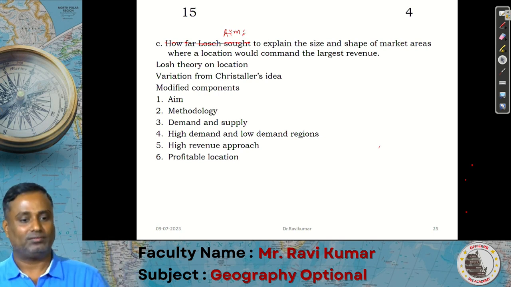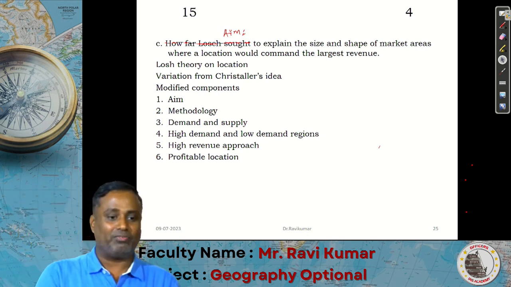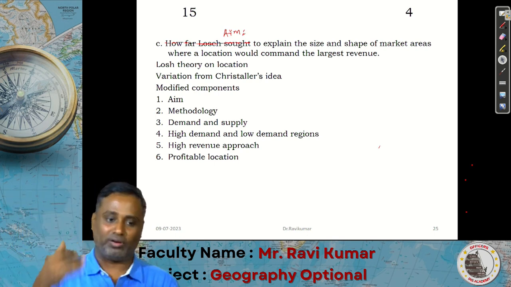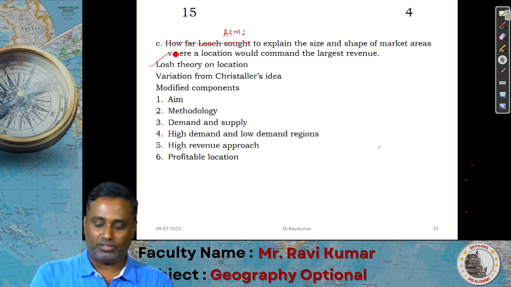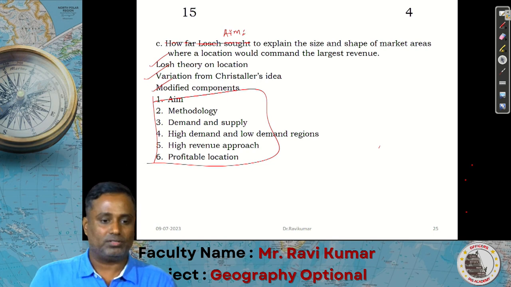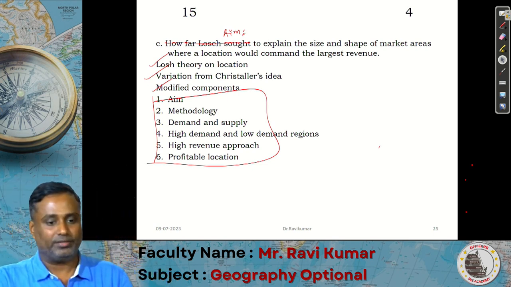Complete theory. Same thing, so you should know it. This is the aim of Losch. If you know it, then you are able to write the complete theory from top to bottom. That is Losch theory and location variables, how the various crystal ideas and all these components, you write it down, right?